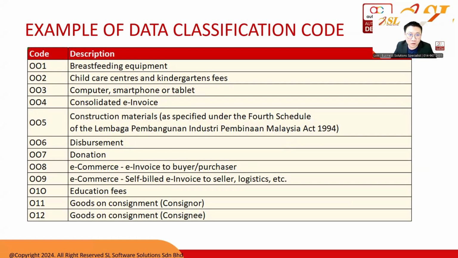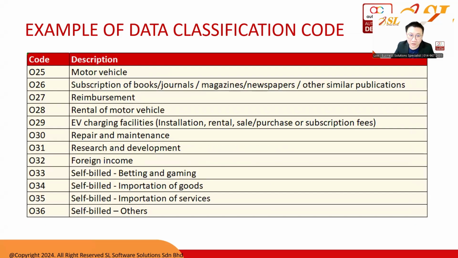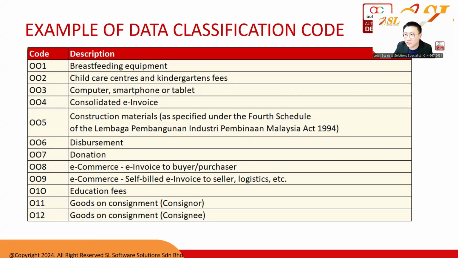For example, if you go to a computer shop, you repair your computer for 500, and you buy a new laptop for 2,500. So the total is 3,000. Since it is 3,000, you cannot put the whole invoice under 030 for this classification code. If you put 030 for 3,000, then you cannot deduct tax relief for the purchase of a new computer. That's why this classification code must be properly assigned.